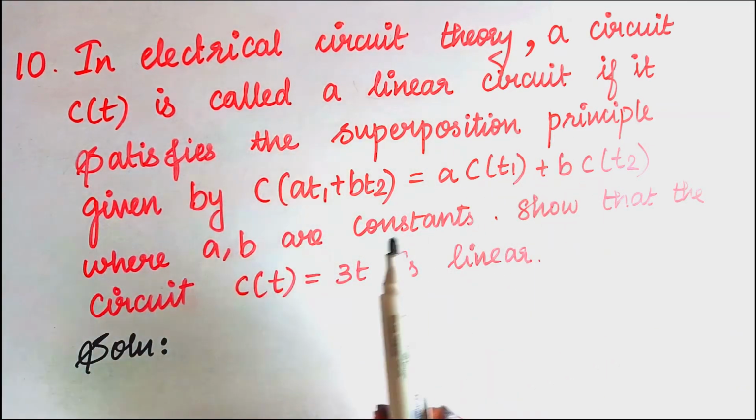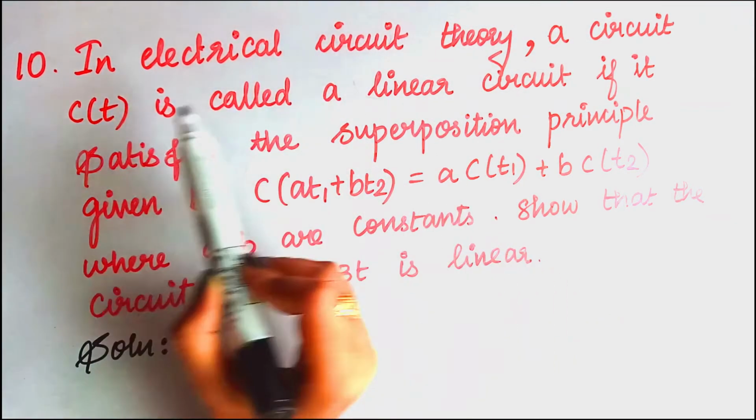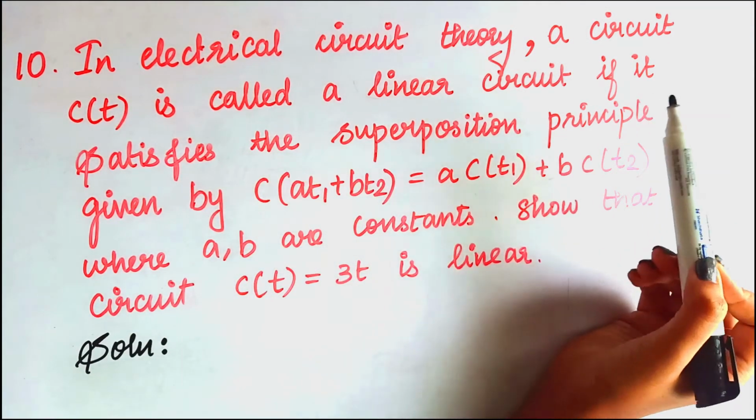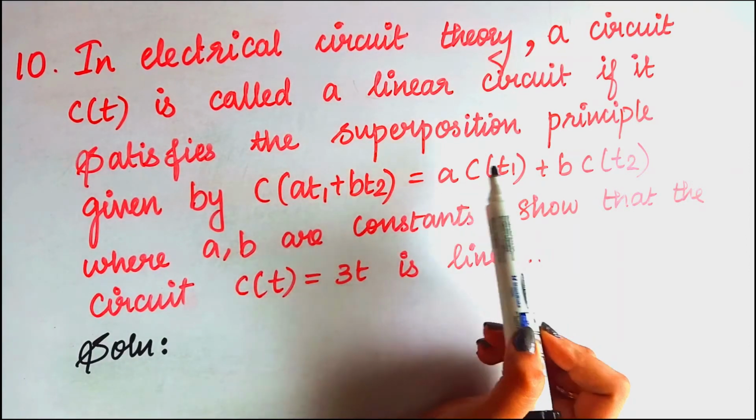Okay, so here look, C of t is called a linear circuit if it satisfies this superposition principle.